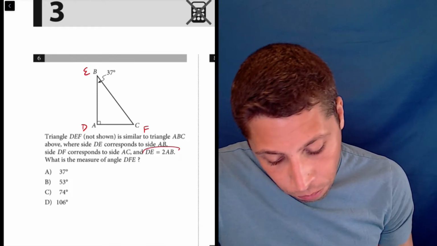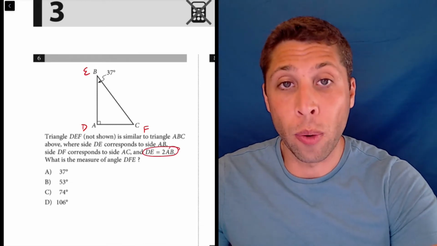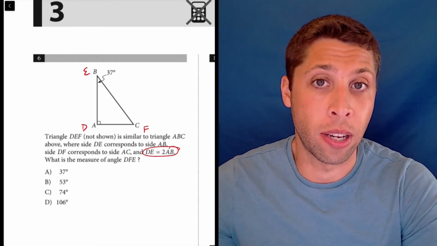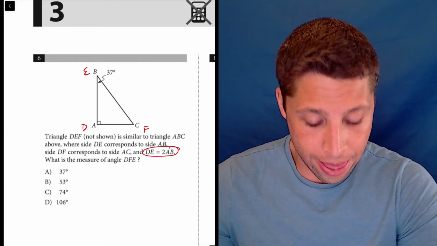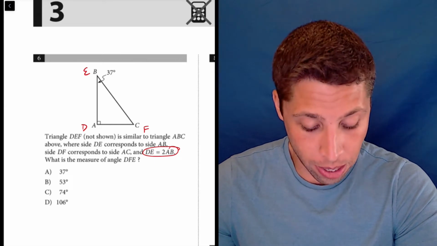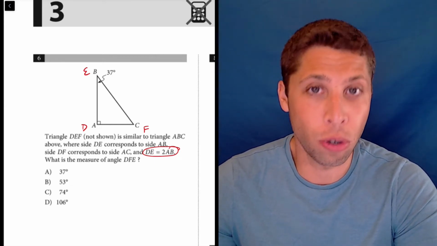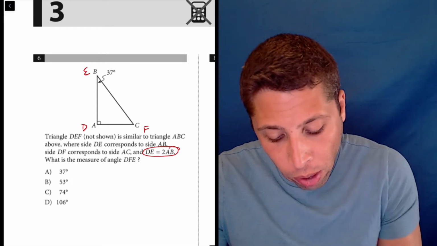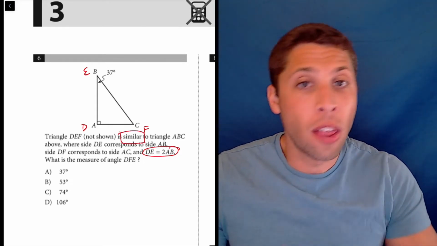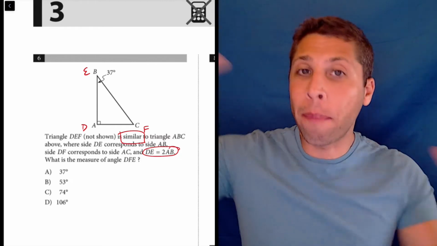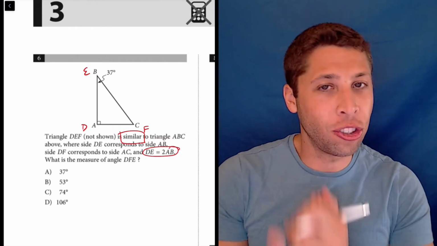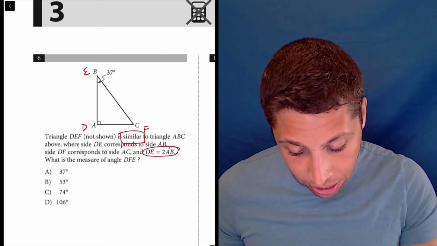So, rarely does the SAT give you information that you don't use. This is a case where they are trying to trick you. The fact that DE is 2AB has nothing to do with the question. If the triangles are similar, the angles are the same. It doesn't matter how big or small the triangle gets. This is just about angles. So they want angle DFE.